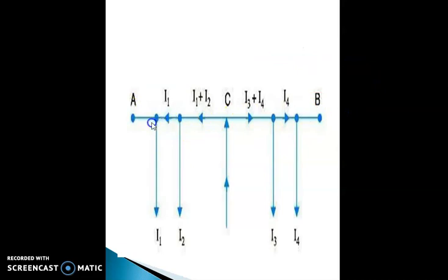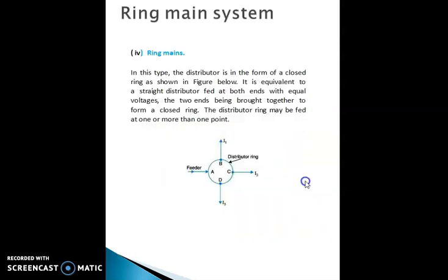I1 is the current at this point, I2 is the current at this point. At point C, the distributor is fed at the center. So at the center point, suppose the current I1 plus I2 is released here, and I3 plus I4 is released here. I2 current goes through this branch and I1 current goes through that branch. Similarly at point C, the I3 current goes to this path and the I4 current goes through this path.